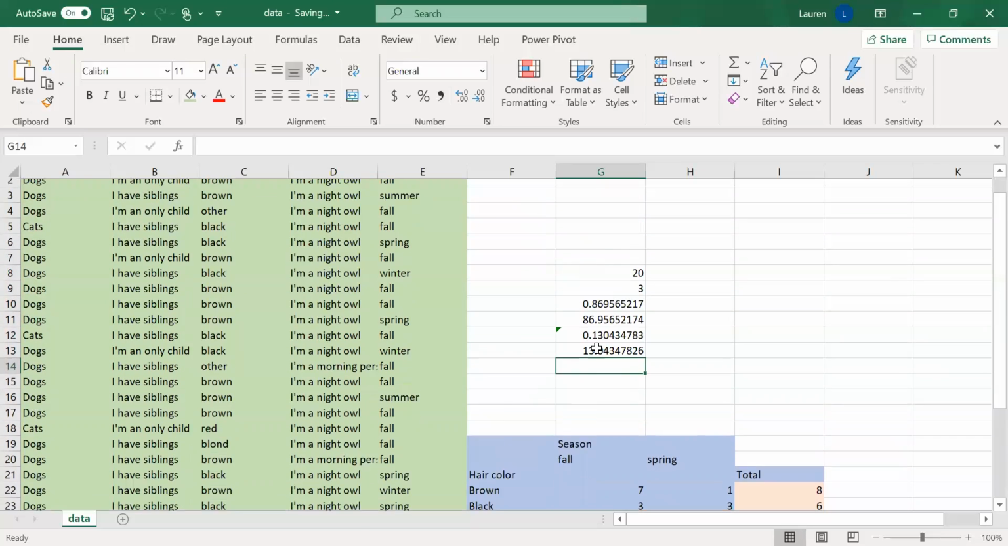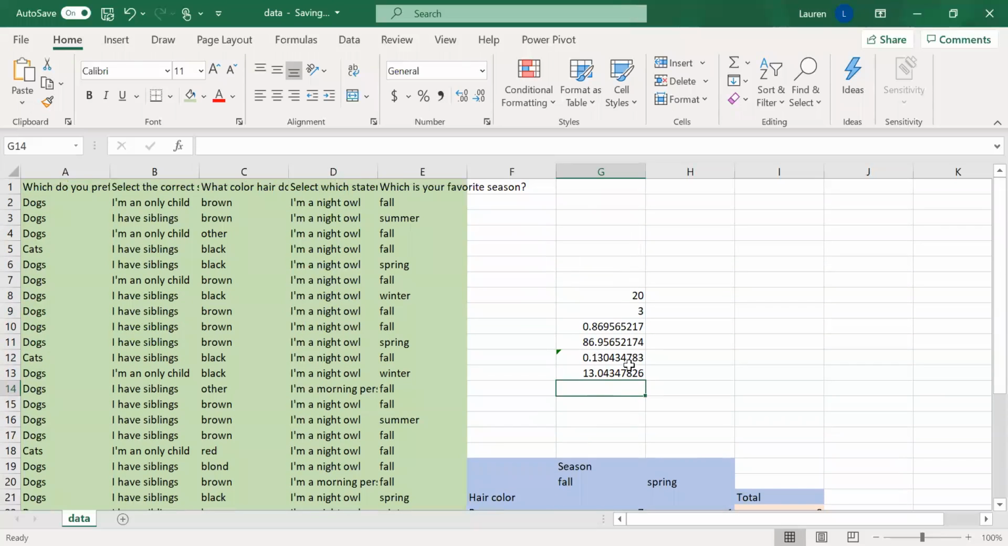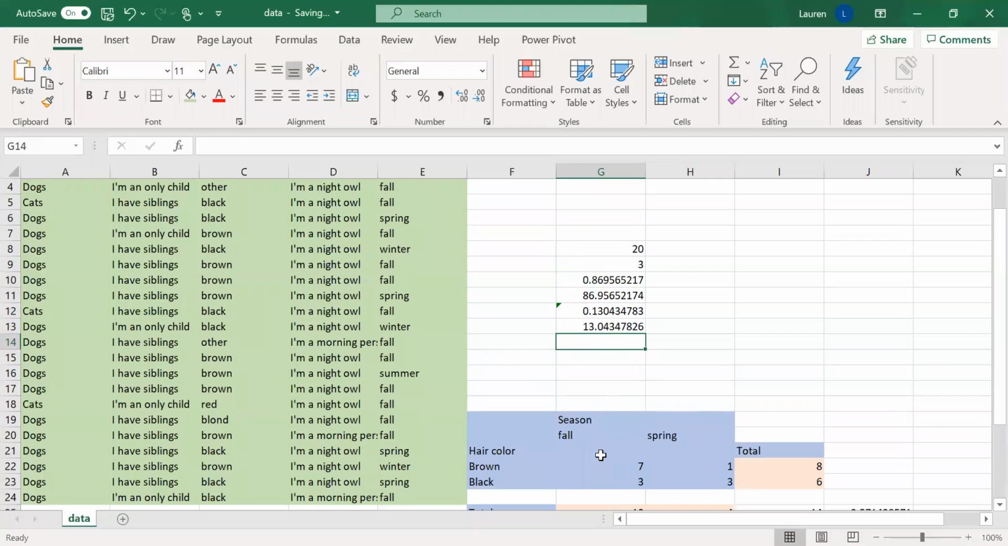Then we looked at frequency tables that present frequencies across 2 separate variables. And so I looked at season and hair color here. We said, okay, we want to narrow this down a little bit and just look at people who said that they had brown hair or black hair, and people who said that they liked fall or spring.